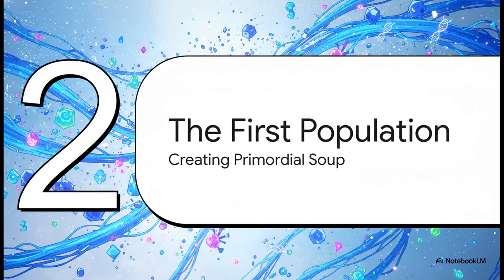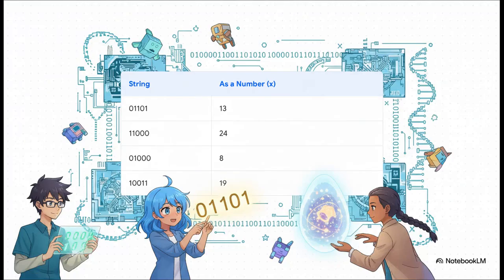All right, we've got our world, we've got our definition of DNA. The next step in any evolutionary story is to spark some life. And for us, that means creating a totally random, diverse group of potential answers. This is our digital primordial soup. And here they are. The algorithm just kicks things off by generating a bunch of random binary strings. So you see 01101, that's the number 13, and 11000 is 24, and so on.